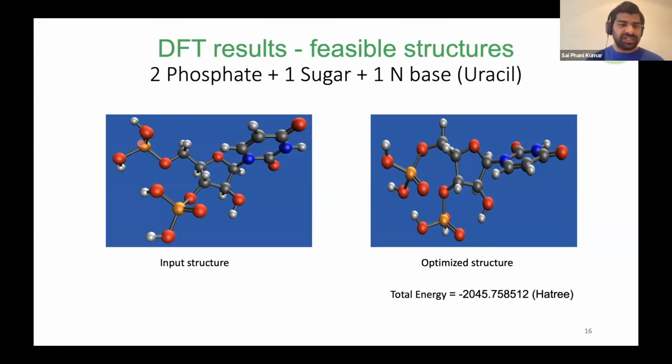First, we started with two phosphate molecules attached at two carbon atoms of the ribose sugar, and you can see that the nitrogen of the nucleobase is attached to one of the carbon atoms of the ribose sugar. This is the input. The left structure is the input structure, and the right structure is the optimized structure of our molecule. This is the total energy of that molecule at that stage, and you can see that the molecules are intact. That means they are interacting. The interaction is still intact.